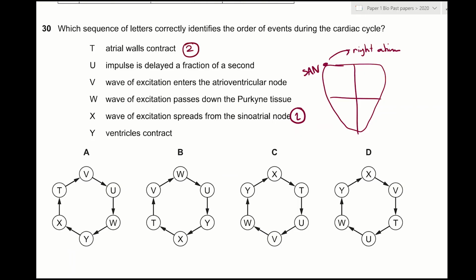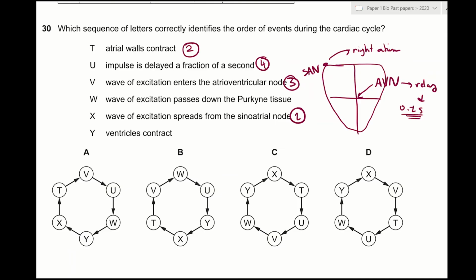Then after that happens, the excitation wave finally reaches the atrioventricular node, which acts as a relay and delays the impulse by a fraction of 0.1 seconds. The reason for this is so the atria and the ventricles do not contract at the same time. So 3 is going to be V, and 4 is now going to be U, because it is delayed by a fraction of 0.1 seconds.